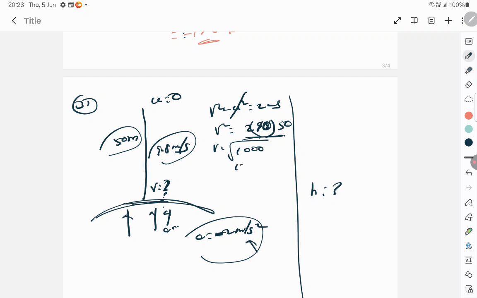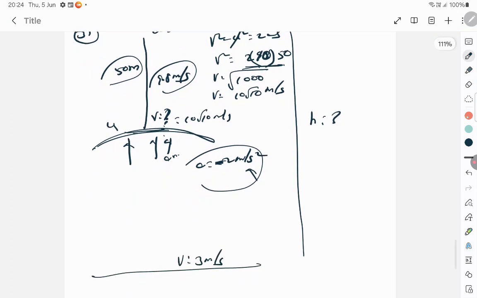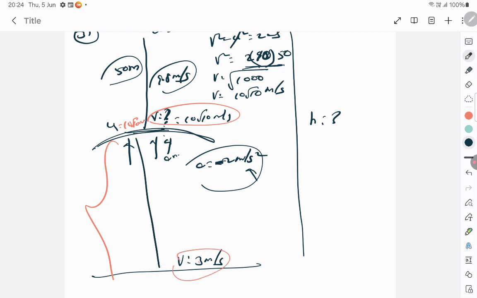Root of 1000 is 10 root 10. Velocity meter per second. This is your final velocity here, which will be your initial velocity for this journey. So the final velocity on the top journey becomes the initial velocity of this journey. You know the initial velocity, you know the final velocity. You can find the distance again using the formula V square minus U square is equal to 2AS, where A is not G anymore, it is this and it has to be negative.